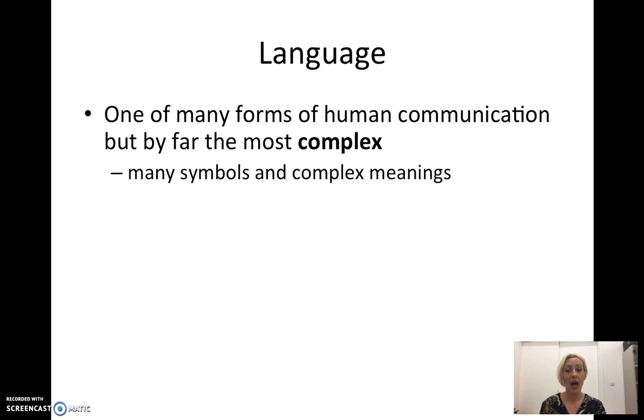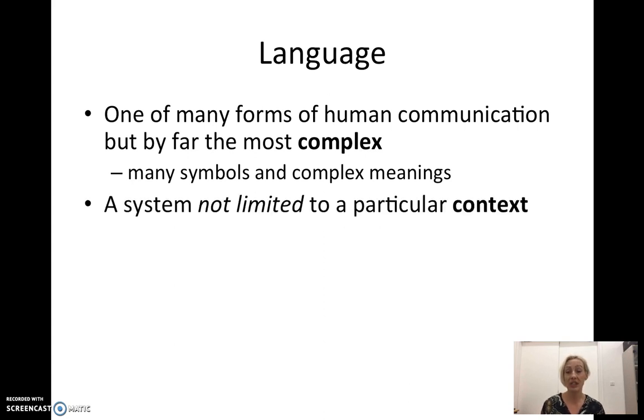Also, we have many symbols, many complex meanings. Also, this means that language is not limited to a particular context. So if I do this, it only means something on the football pitch. It doesn't mean anything outside of a football pitch.